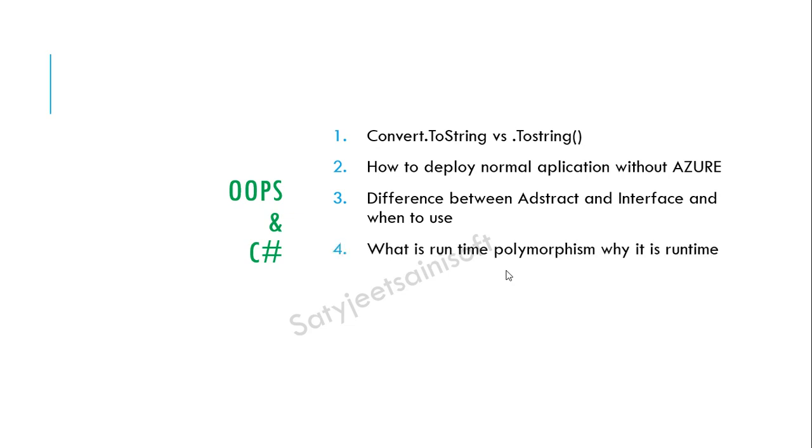What is runtime polymorphism? Why is it runtime? We know that whenever we are using the virtual and override keywords, that is runtime. And the reason we call it runtime is that at runtime, while creating the object, we can decide which method we are going to use, the base class or the derived class. That's why it is called runtime.